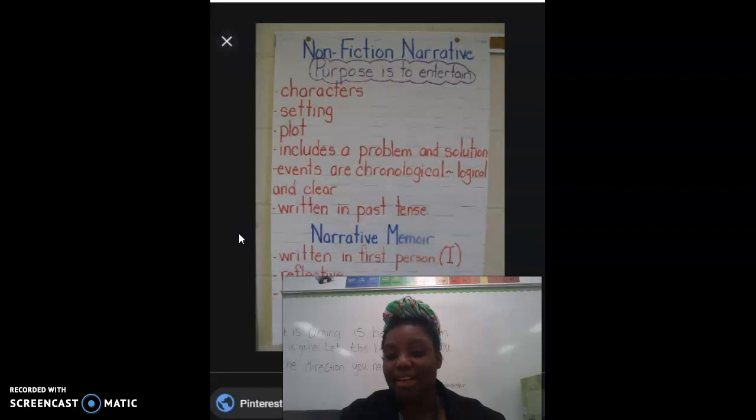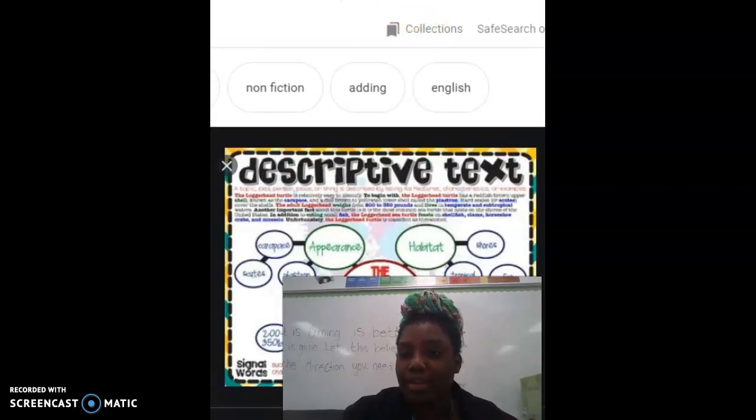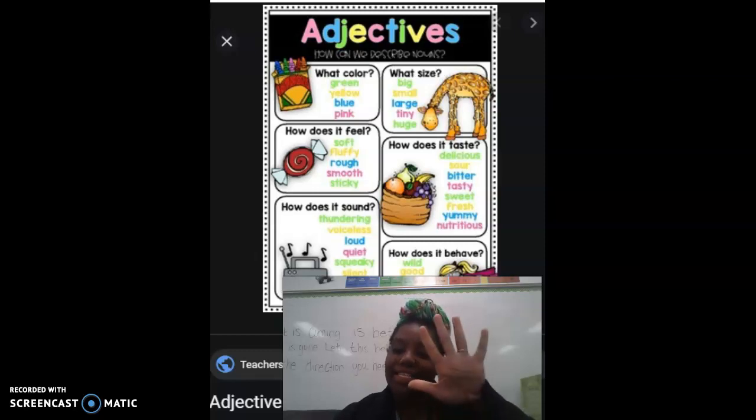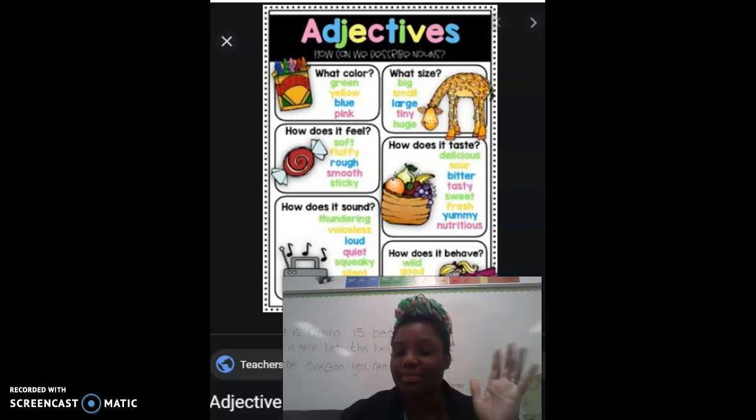And more specifically, we're going to get into the structure that an author uses to write a narrative nonfiction. So today's structure that we are focusing on is called descriptive text. I actually want to start with this one. So descriptive text is where we are using our 5 senses to tell how something feels, tastes, smells, looks, or sounds. We do this through adjectives.